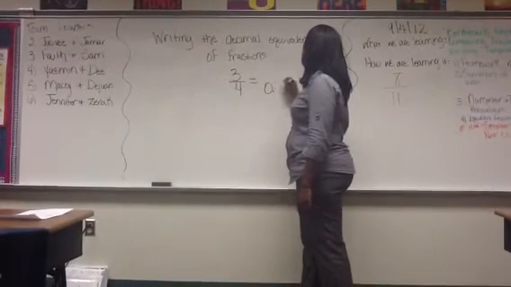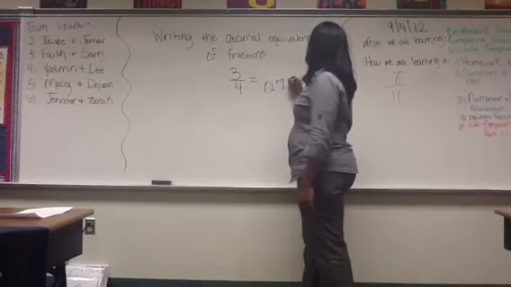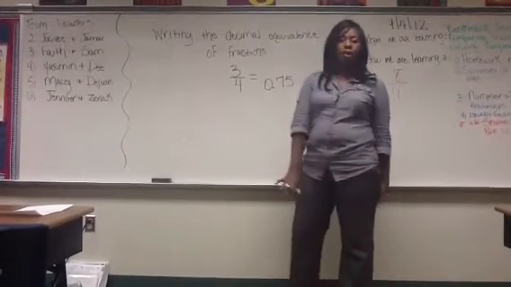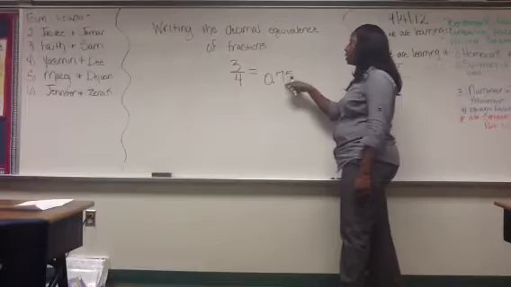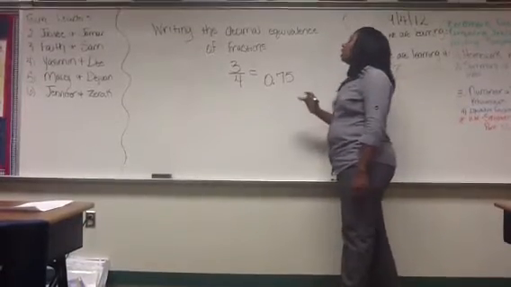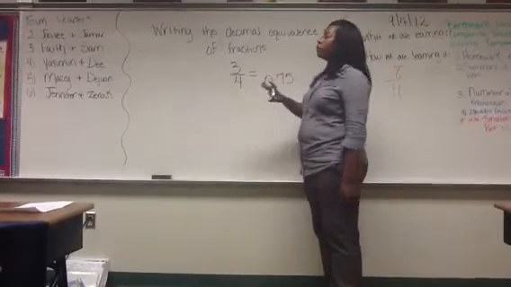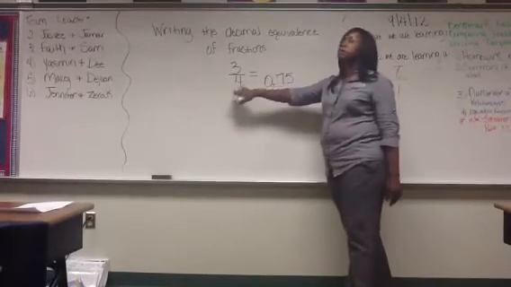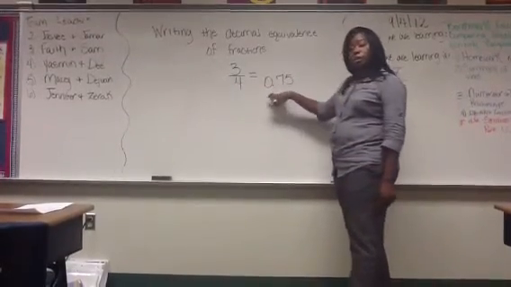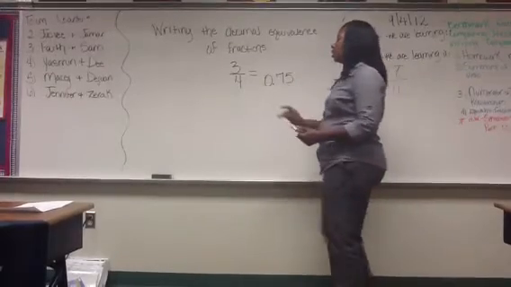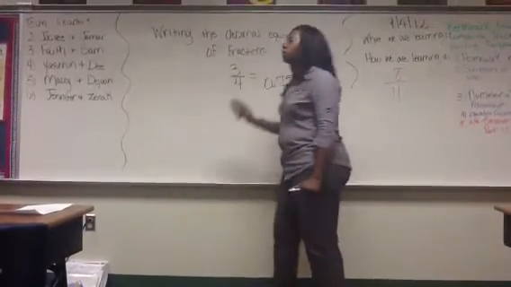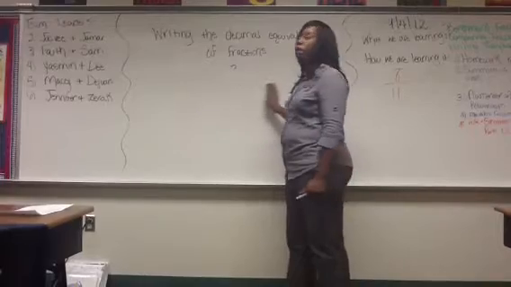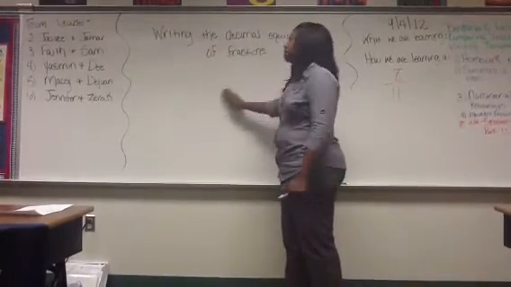0.75, or the proper way to say that would be 75 hundredths. We're going to learn 3 different methods on how to change these fractions into their decimal equivalents. The first thing we need to do is have a very quick place value lesson.